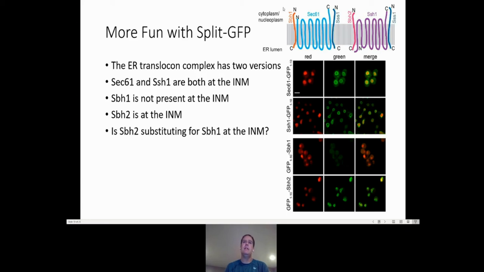What's interesting is these proteins form complexes with SBH1 and SSS1, and in this case, SBH2 and SSS1. SBH2 is at the internuclear membrane, as you can see here, but SBH1 is not at the internuclear membrane. That raised a question as to how this complex can potentially function at the internuclear membrane. Is SBH2 somehow substituting for SBH1 in this complex at the internuclear membrane?